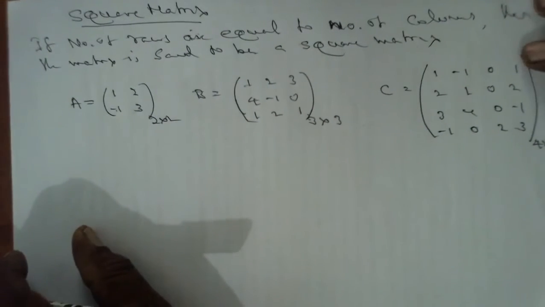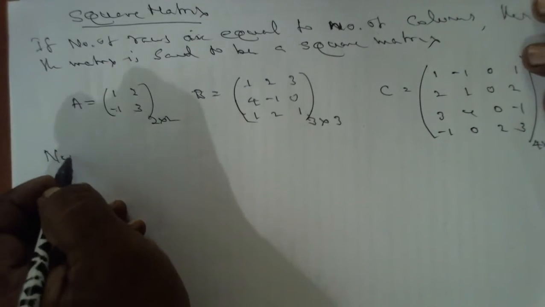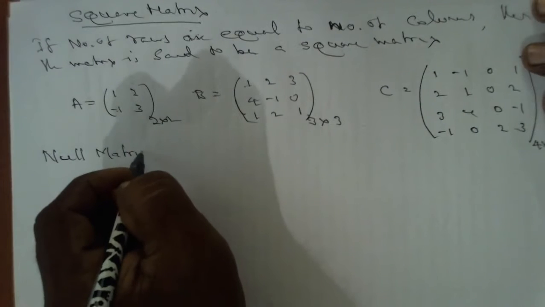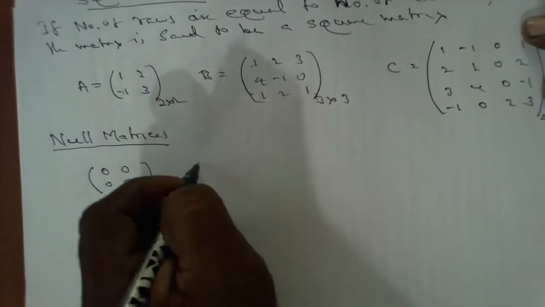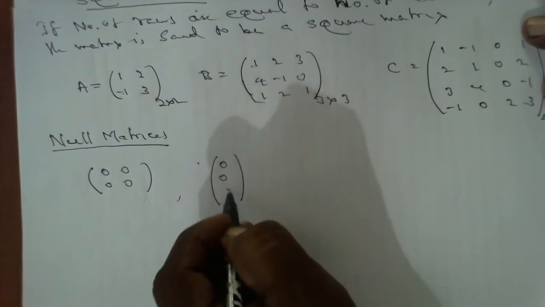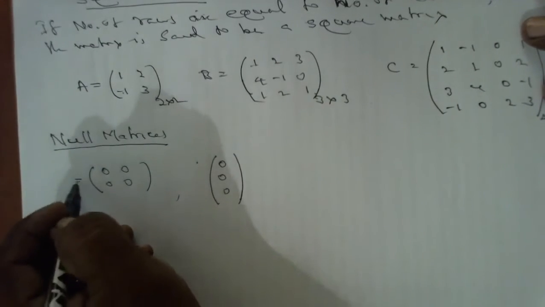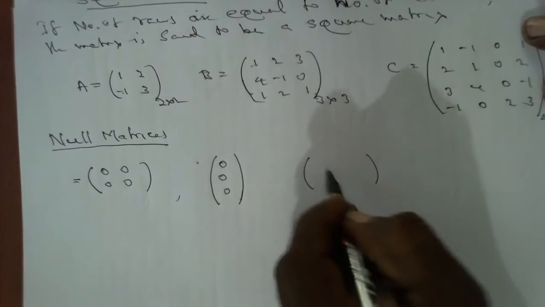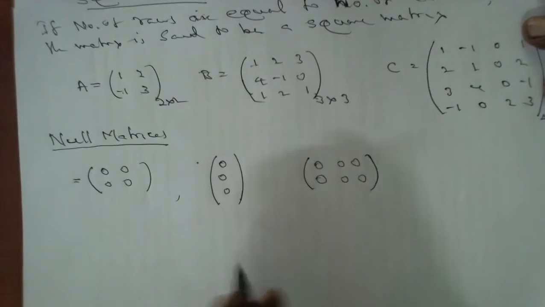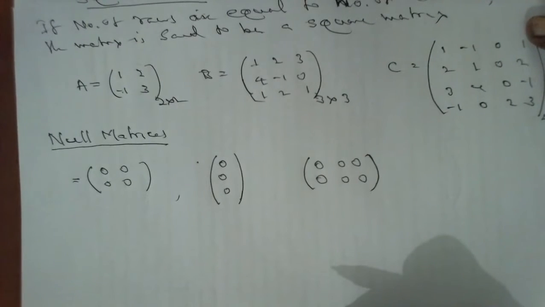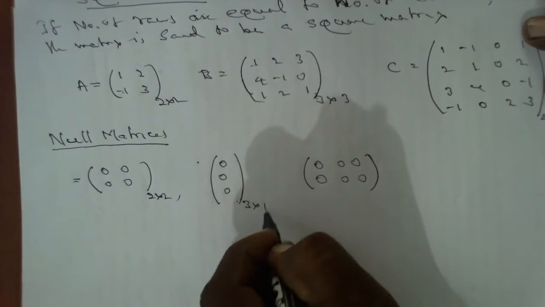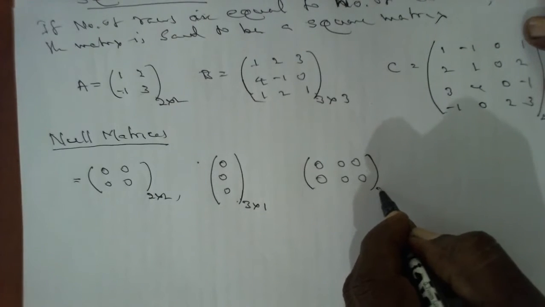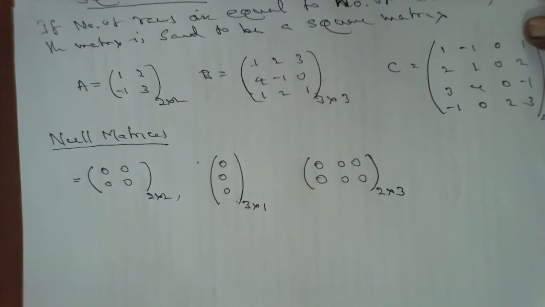Null matrices. So what are null matrices? In null matrices, all the elements are zero. These are null matrices. All the elements are equal to zero. This is a null matrix of order 2 by 2. This is a null matrix of order 3 by 1. This is a null matrix of order 2 by 3. Okay? Is it clear? Yes.